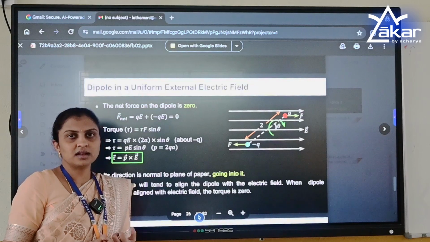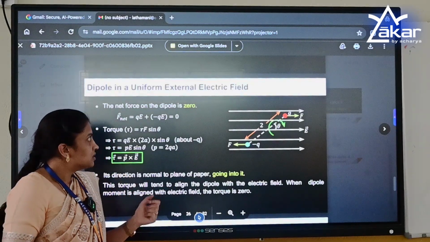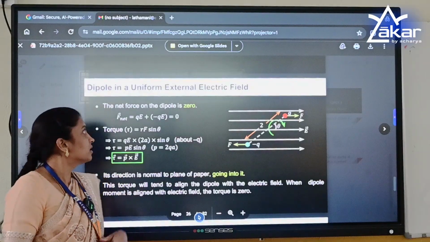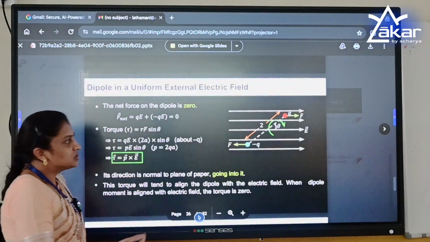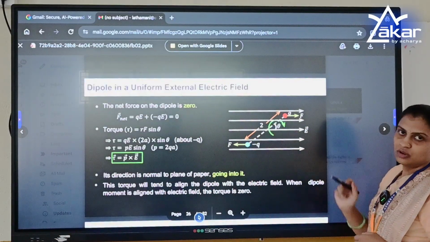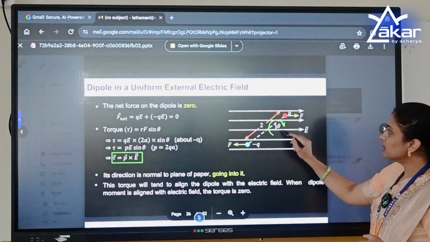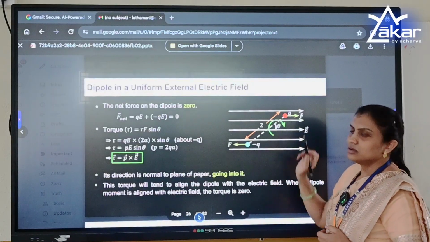One is the axial line, electric field due to a point charge on the axial line and equatorial line. So in this class we will study torque on a dipole in a uniform external electric field. Here you can see in this diagram, I have taken the uniform electric field, and in the uniform electric field you can take a dipole.